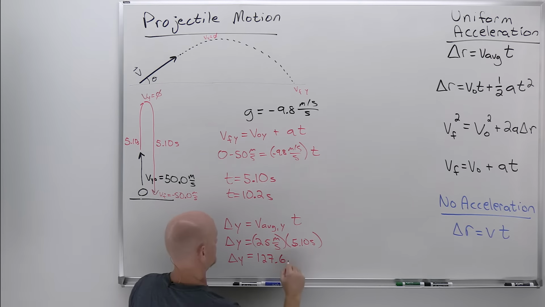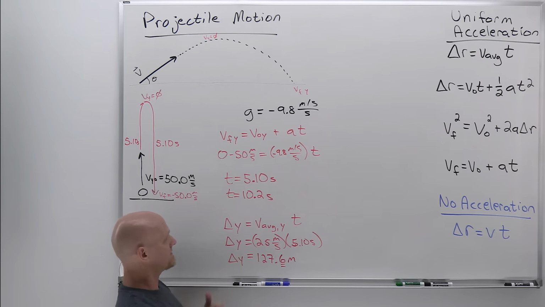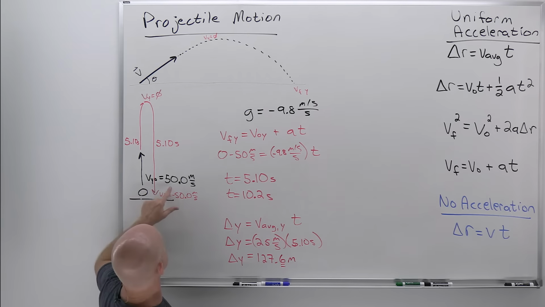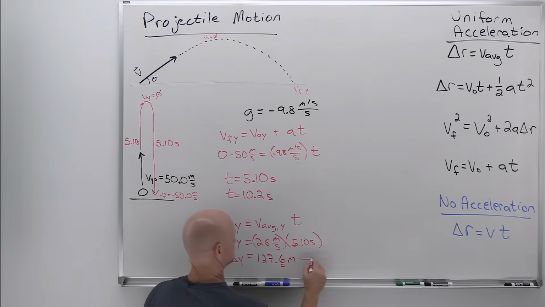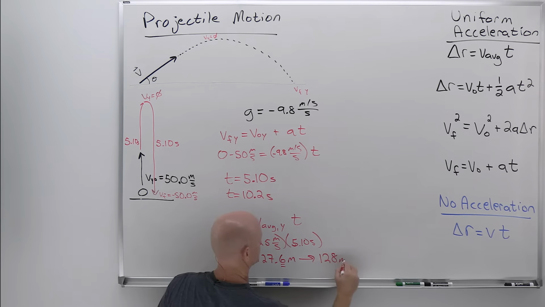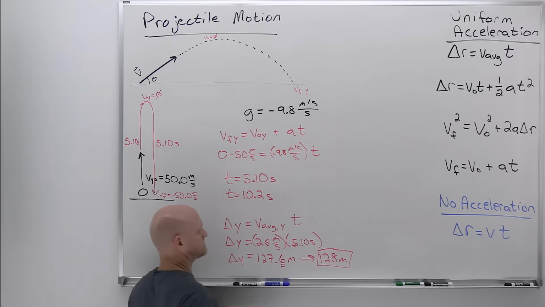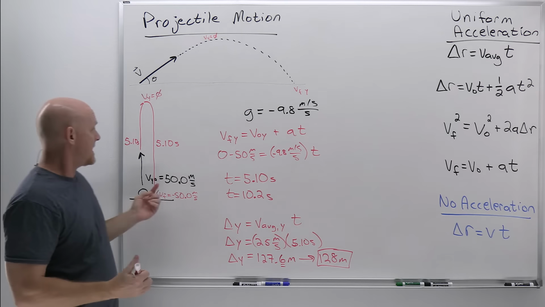So I'll make that 127.6 meters. And I carried 1 extra sig fig so I can see if I need to round this, because if you look at our input numbers, they're both 3 sig figs, 50.0 meters. So in this case, we're going to round this up to 128. Cool. And that is the displacement going up.